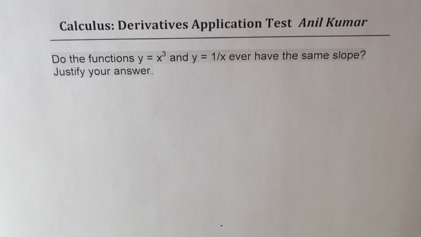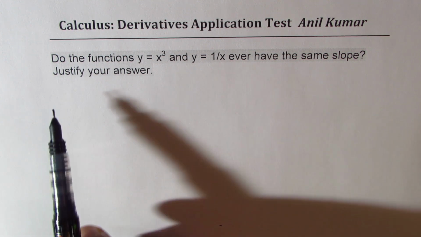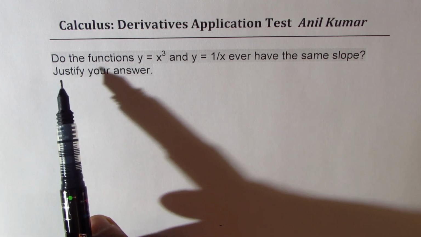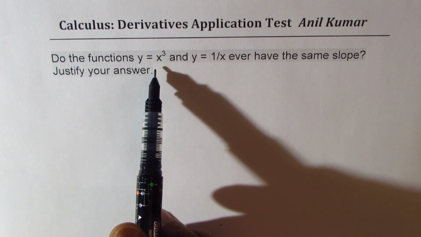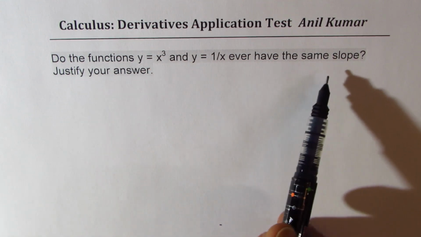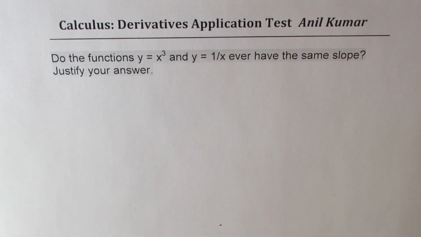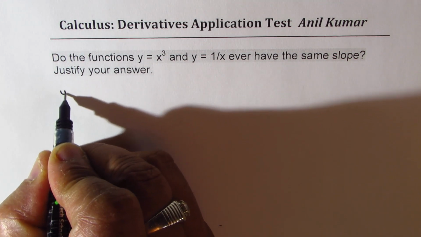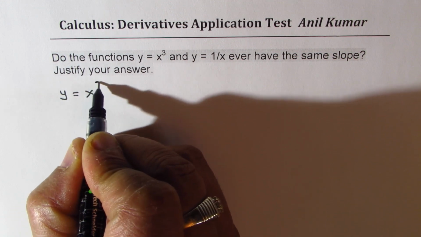We'll take up questions from a test paper. We'll consider 5 good questions from a test paper where we'll discuss application of derivatives. Let's begin with the very first one, which is: do the functions y equals x cubed and y equals 1 over x ever have the same slope? Justify your answer. So the functions are y equals x cubed.